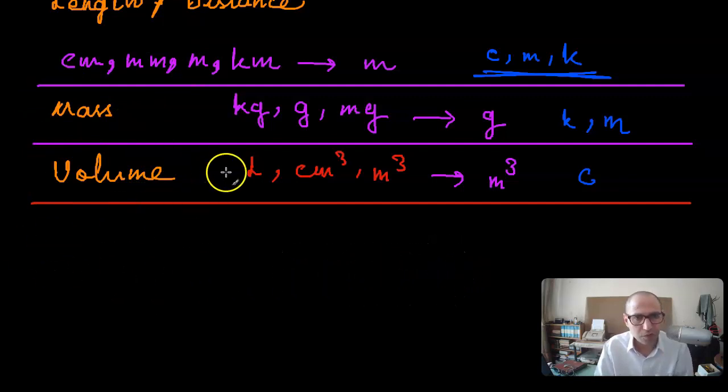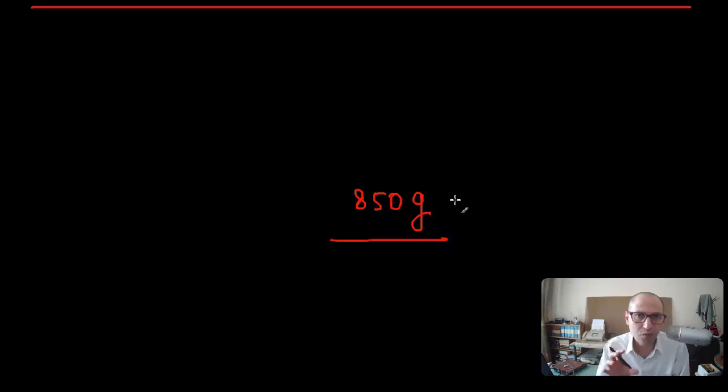Now, we talked about all of this, but most of the time you're going to need to convert these units or measurements. The unit in the measurement has to be converted in many cases. For example, let's say you have a recipe and you want to bake a cake. The recipe tells you that you need 850 grams of a particular ingredient, for example, flour or whatever that might be.